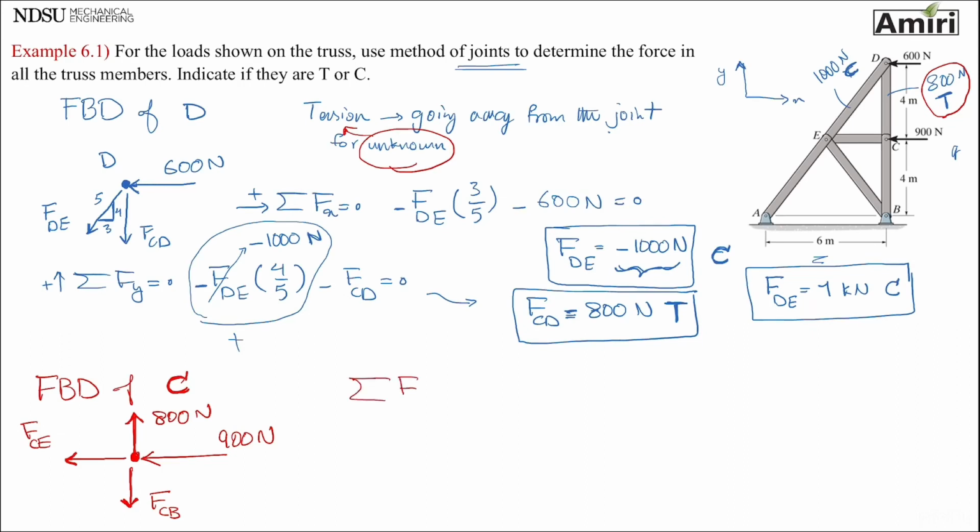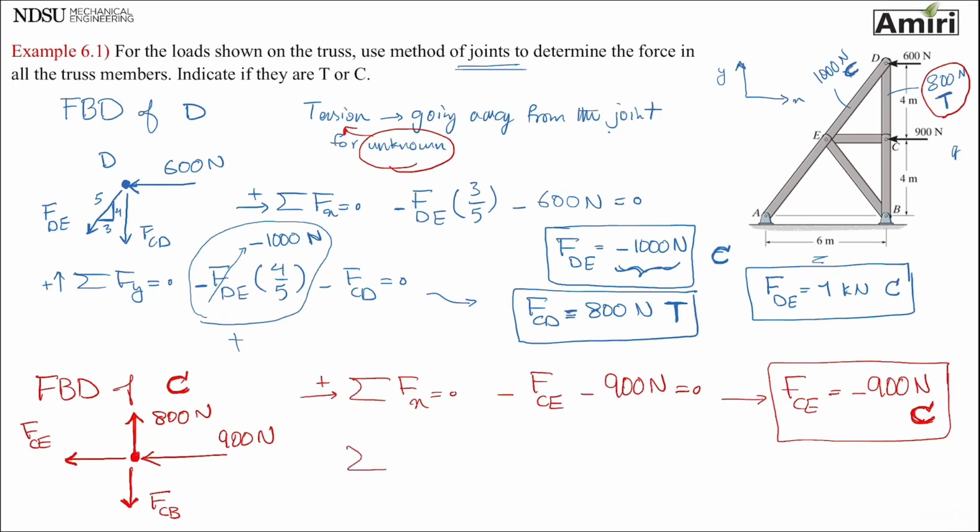Summation of forces in Fx equals 0. Anything that points toward right is positive. I have minus FCE minus 900 Newton equals 0. FCE equals minus 900 newtons. It's a minus, that means it's a compression.